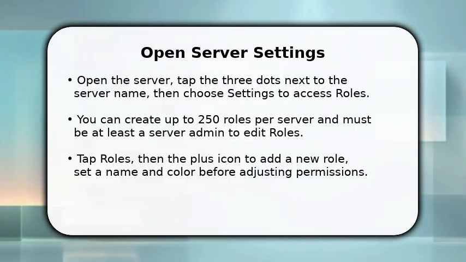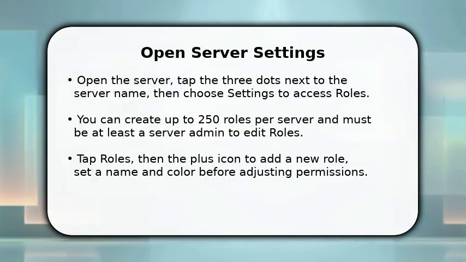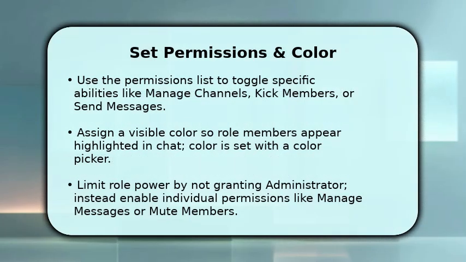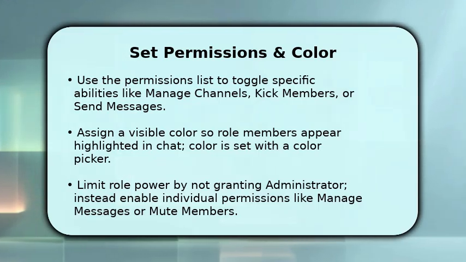Tap the plus icon to create a new role, enter a name, choose a color, and then move on to Permissions and Role Placement in the hierarchy. With the new role selected, use the permissions list to toggle exact abilities such as send messages, manage channels, mute members, or kick members. Avoid granting administrator unless necessary.